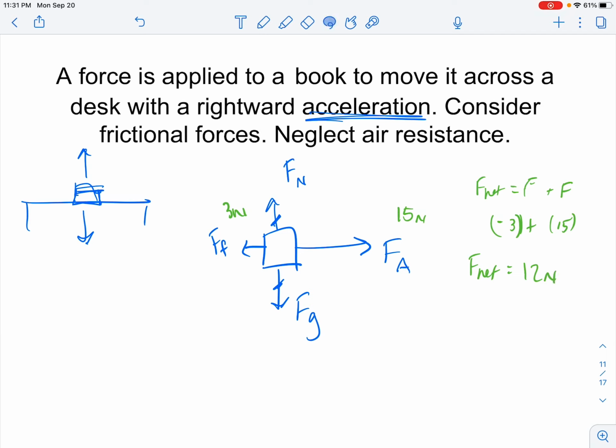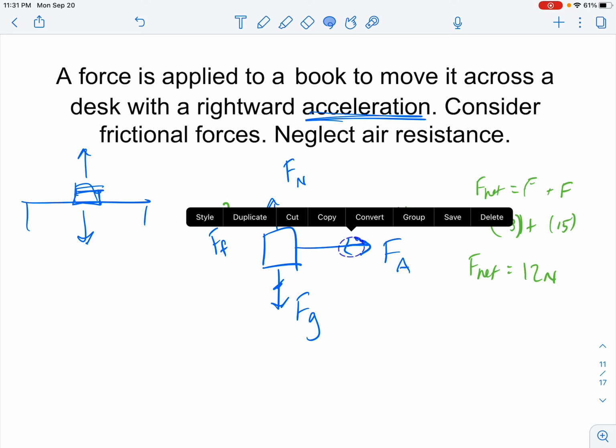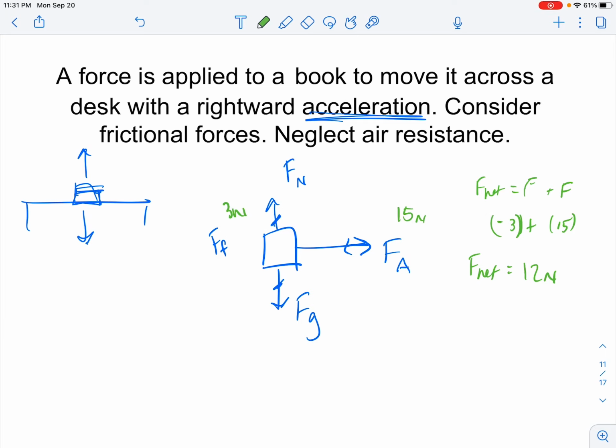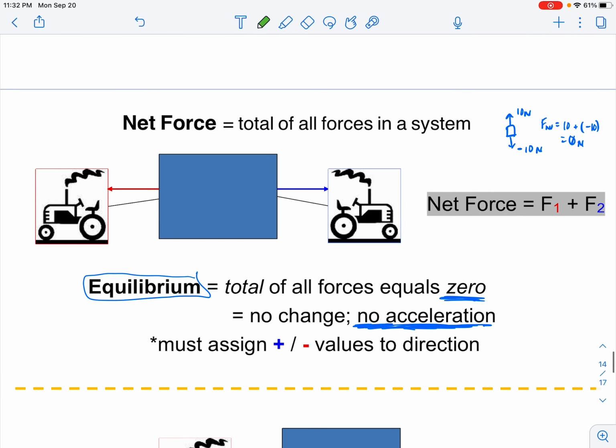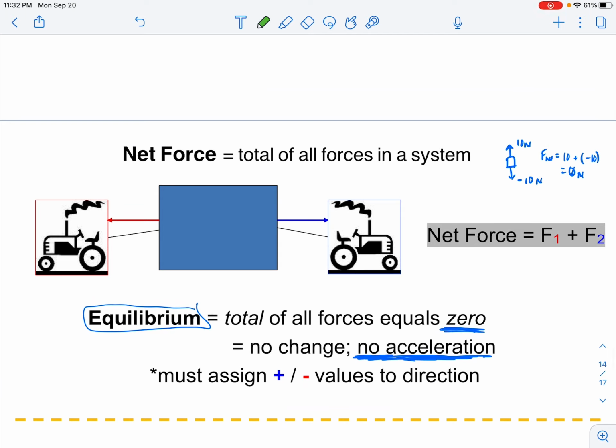Remember when we talked about vector addition, we said that this should be connected nose to tail. So these two vectors are actually canceling each other out, where this is the magnitude of the result of these two forces. So this represents my net force, which is 12 newtons. In future questions, we'll be using that information to then answer acceleration questions and a few other things, but this is the gist behind net force.